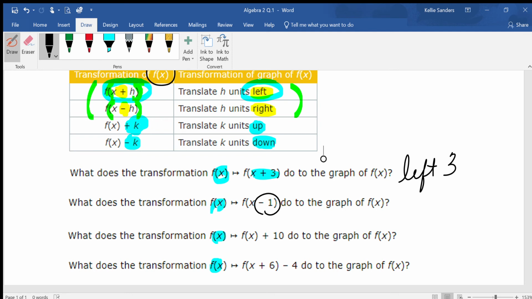This -1 is inside the parentheses. Okay? If it's inside the parentheses, then it's with the parent. So we know it's going to be left or right. We normally would think, okay, -1, so we're going to go left. Well, guess what? We're going to do the opposite, and we are going to go right 1.